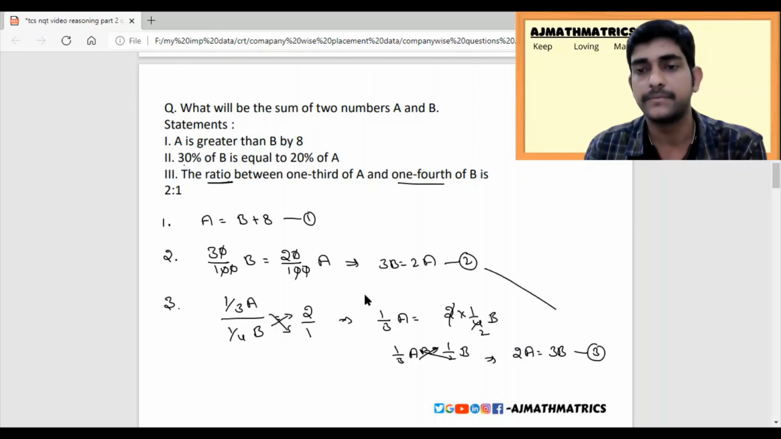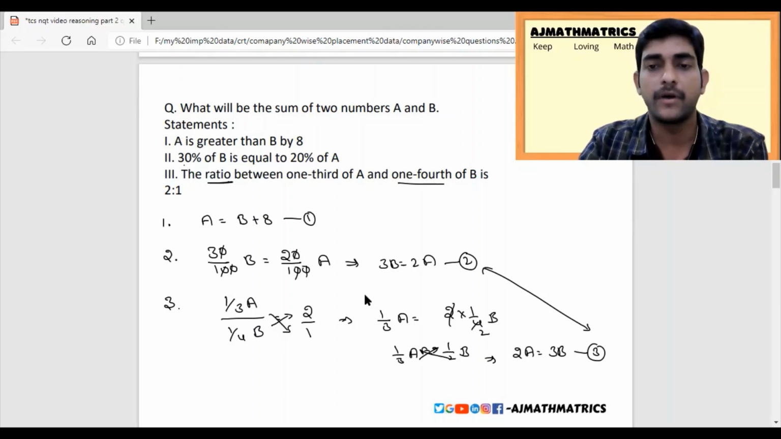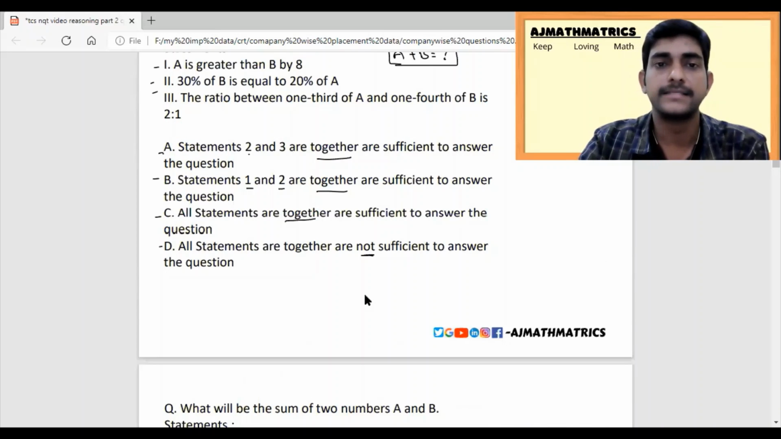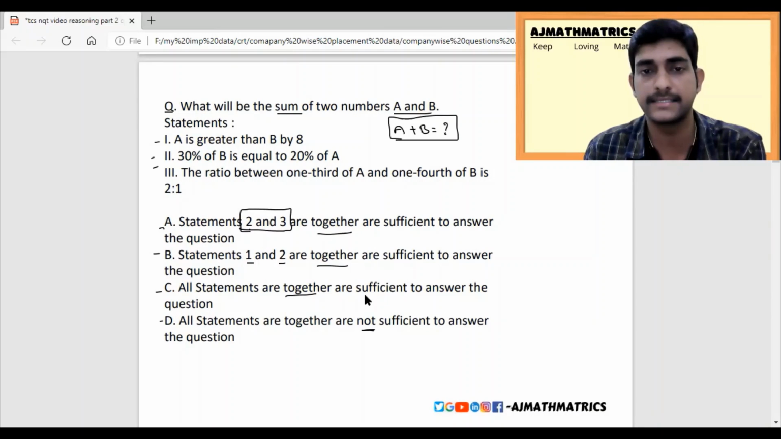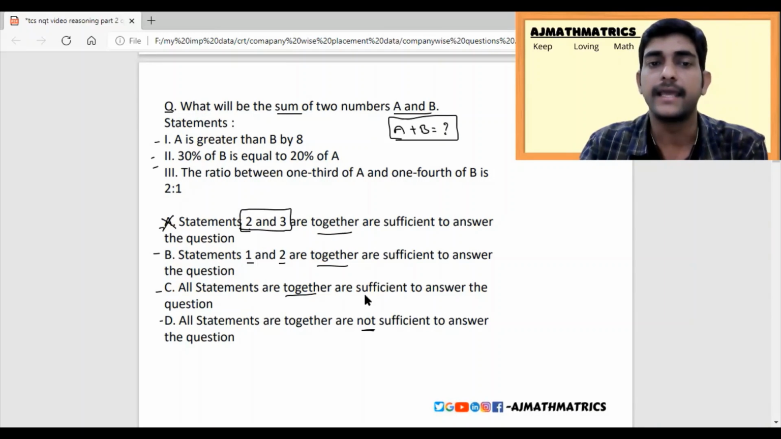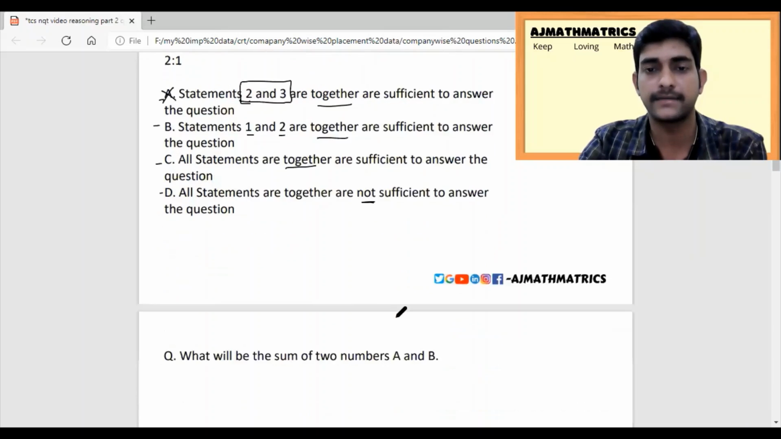And when you clearly observe, the second statement and the third equation are the same. Which means there is no use if you combine these two. And when you observe the options here, the first option says statements 2 and 3 are together sufficient, and we get that statements 2 and 3 are the same. So which means A is not the correct answer for the question.